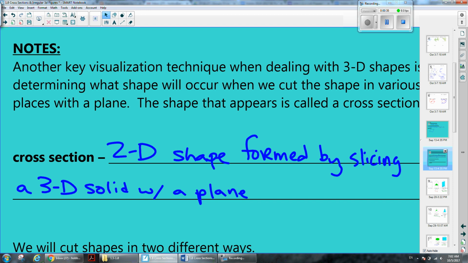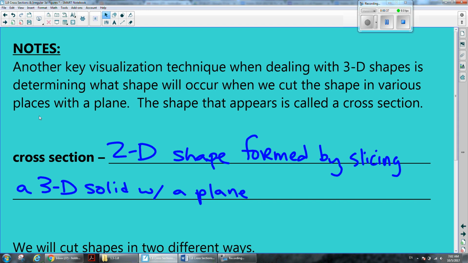Okay, so another key visualization technique when dealing with 3D shapes is determining what shape will occur when we cut the shape in various places with the plane. The shape that appears is called a cross-section. So this is just a two-dimensional shape formed by slicing a three-dimensional solid with a plane.